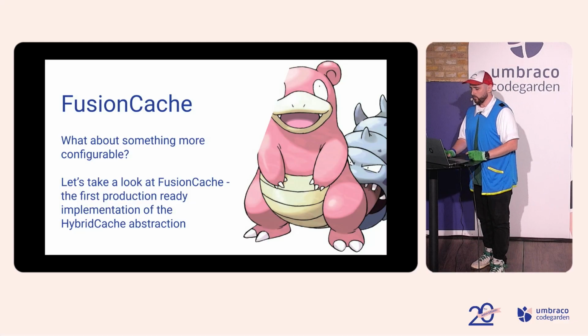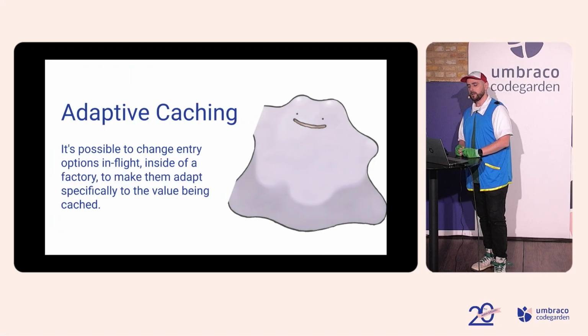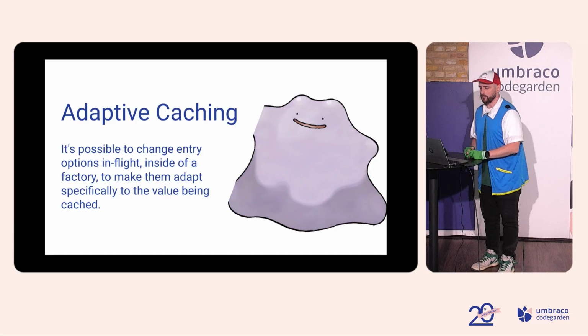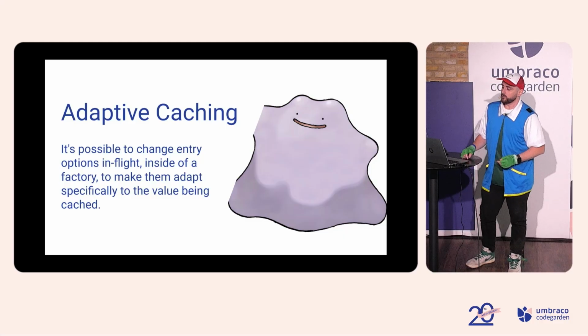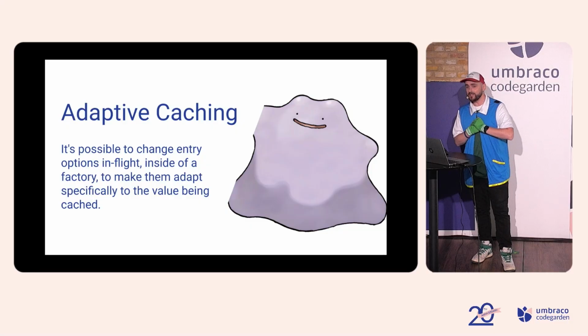So we're going to take a look at Fusion Cache, what that does differently than HybridCache, how it can be used as a hybrid cache officially, and the benefits and why you might want to consider using something like that instead of the Microsoft implementation. So we have something called adaptive caching. So it's possible to change the entry options in flight instead of at the factory.